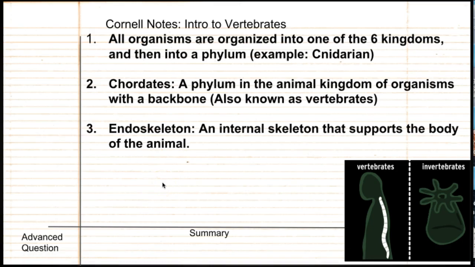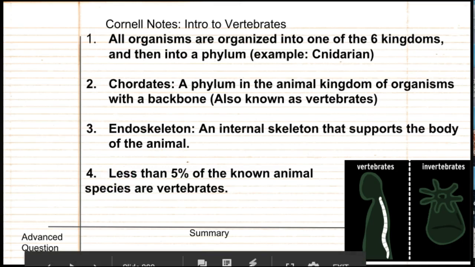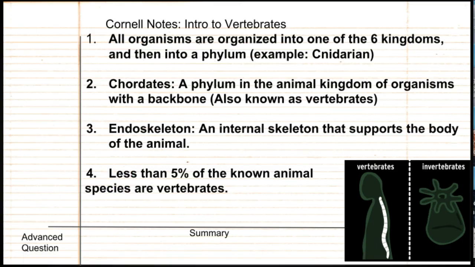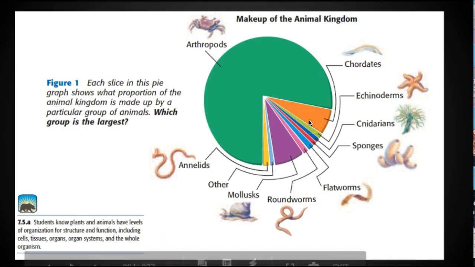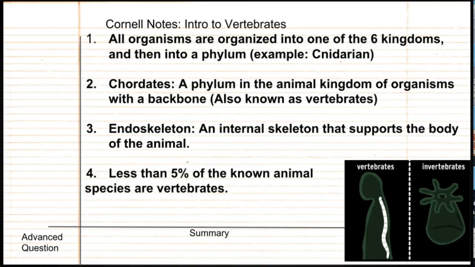Alright, and number 4. For number 4, less than 5% of all the known animal species are vertebrates, which means that 95% of the animals in the animal kingdom are invertebrates. And this refers to this graph when we started talking about animals in detail, and we've talked about how the arthropods are the majority, there's annelids, roundworms, and then chordates, which is vertebrates, are the small part of the pie here, about 5%. Go ahead and start your summary, and then move on to your advanced question, and then the next step.